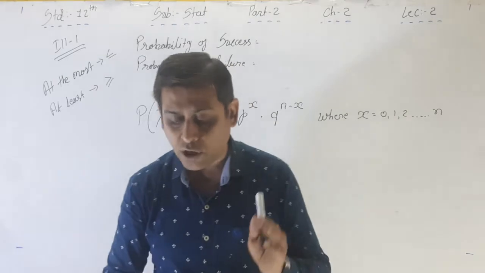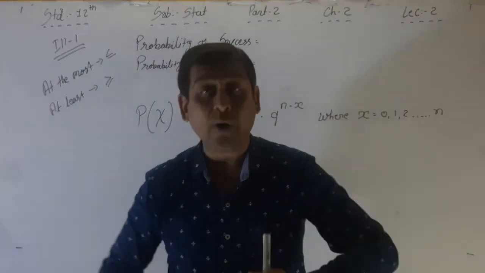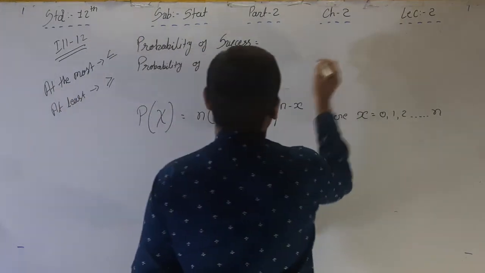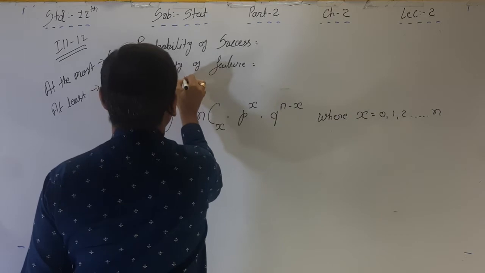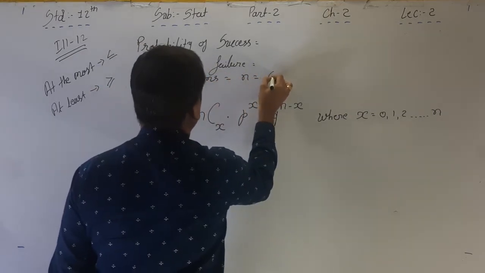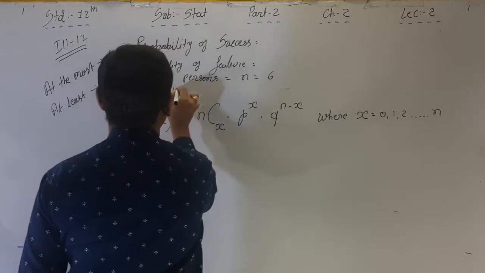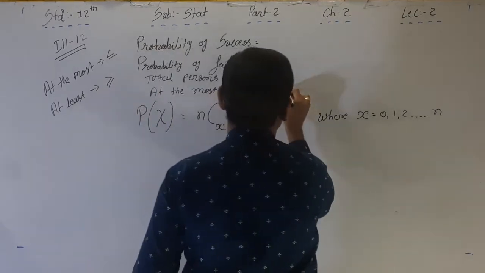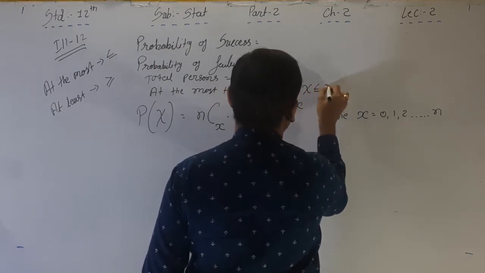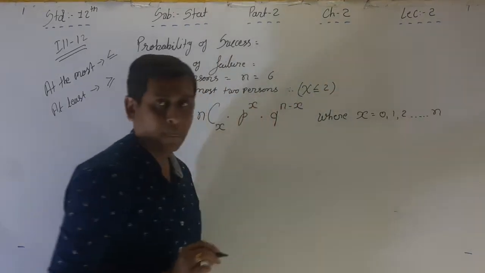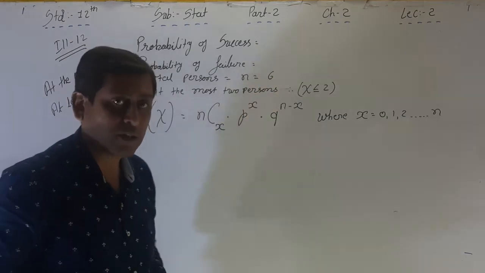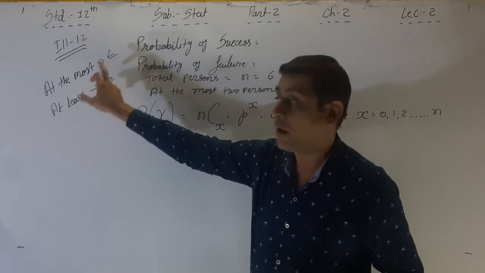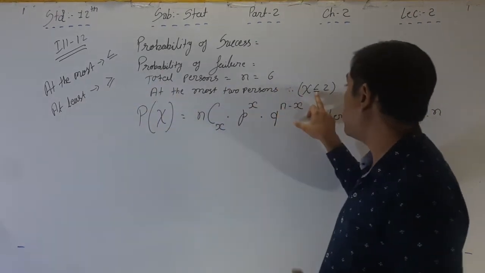What is the probability at the most 2? X is equal to 2. Here, the person is out of 6 persons, so n is equal to 6. Total persons, n is equal to 6, and at the most 2 persons, therefore x less than or equal to 2. At the most, less than or equal to; at least, greater than or equal to. So at the most means x less than or equal to 2.